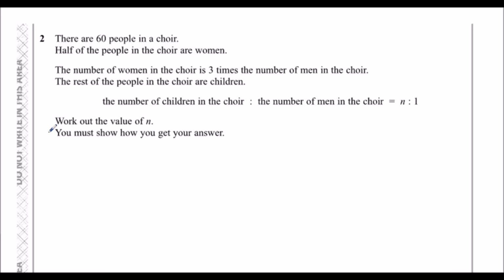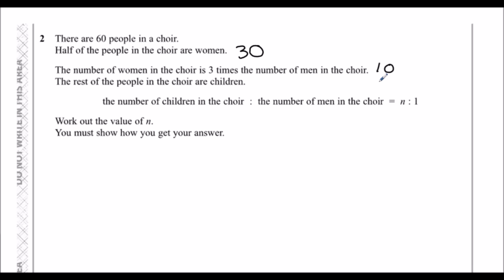Question 2. There are 60 people in a choir. Half of the people in the choir are women. So half of 60 is 30. The number of women in the choir is 3 times the number of men. So a third of 30 is 10. The number of women, 30, is 3 times the number of men, which must be 10.